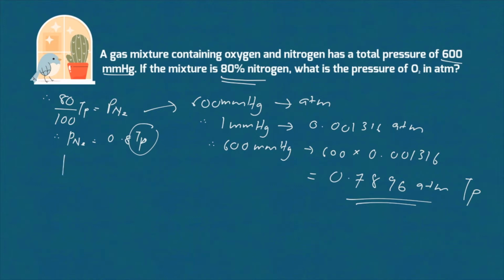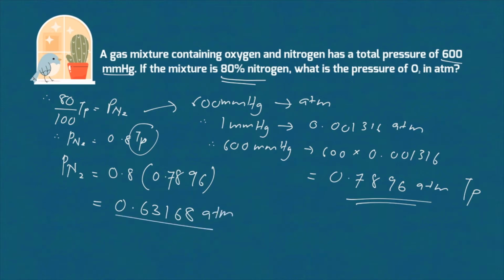So going back to here, the pressure of nitrogen is actually 0.8 times the total pressure, which is 0.7896. So you should get 0.63168 atm. Right. Looking back at the question, you were asked what is the pressure of oxygen.